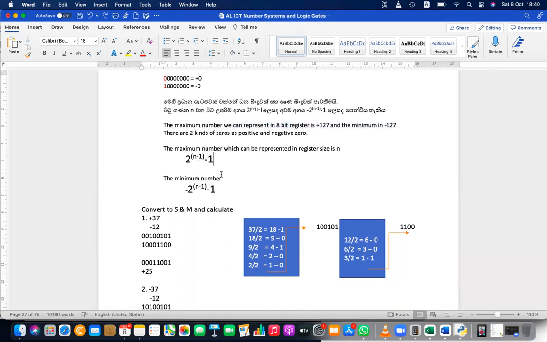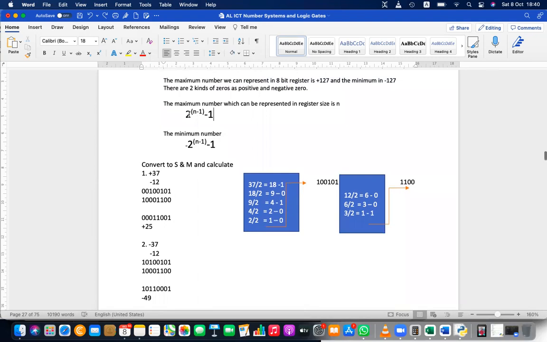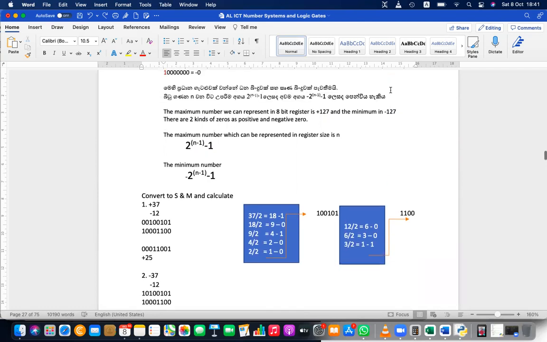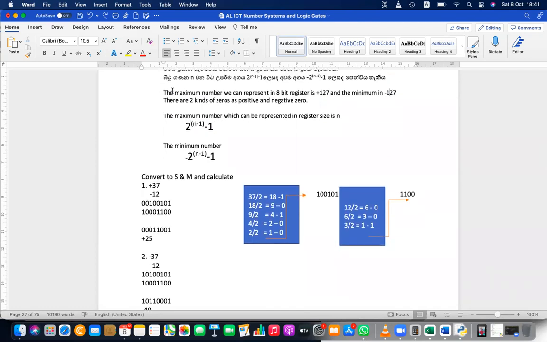Actually, the positive and negative ranges you can represent using this equation. If the number of bits is 8, then 2 to the power n minus 1 means 8 minus 1 is 7. 2 to the power 7 is 128, minus 1, it is 127. And minus 2 to the power 8 minus 1, again 7, that is 128 minus 1 is 127. So plus 127 to minus 127 is the range. You can represent it using this general equation.